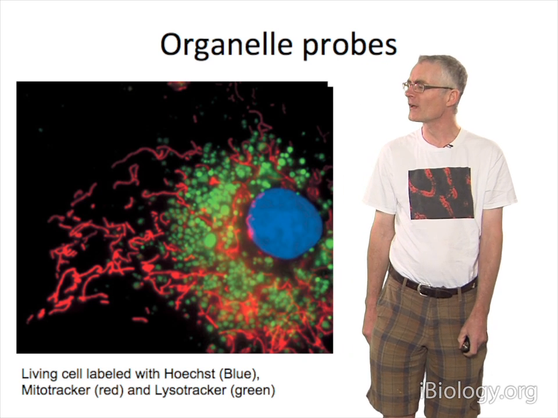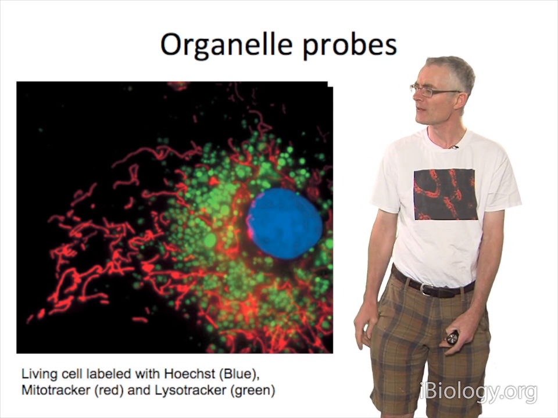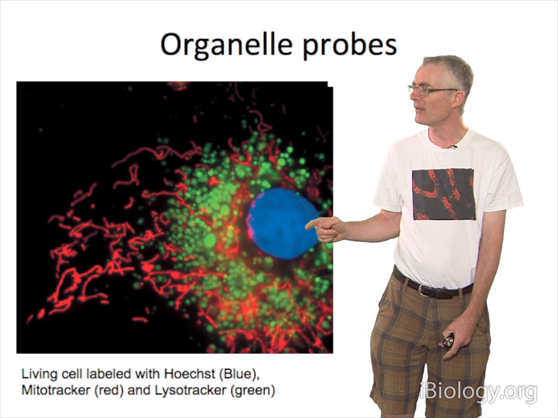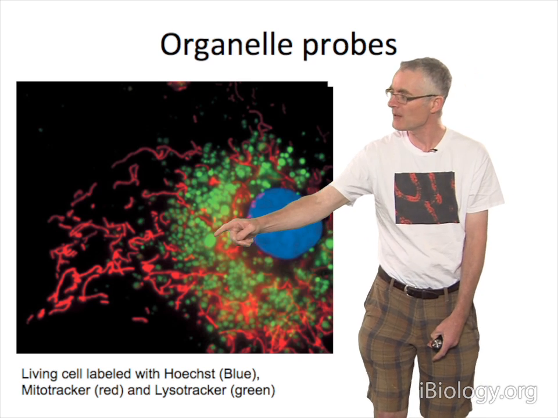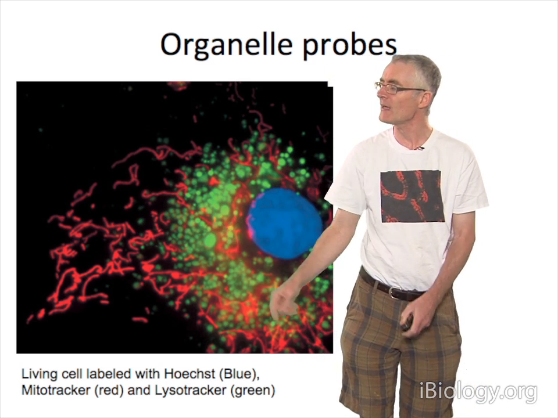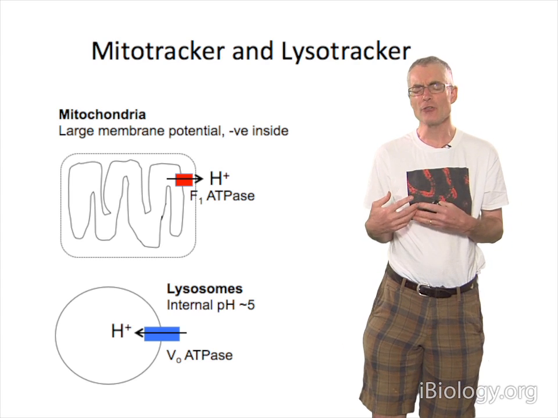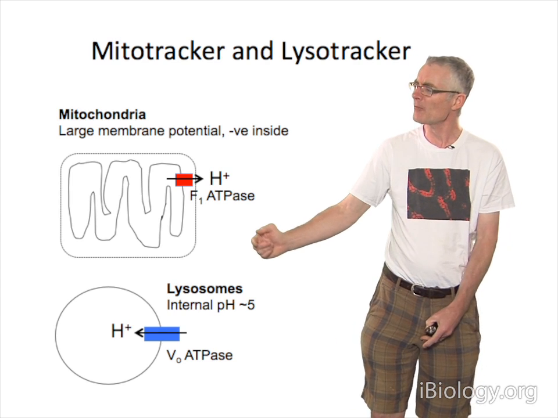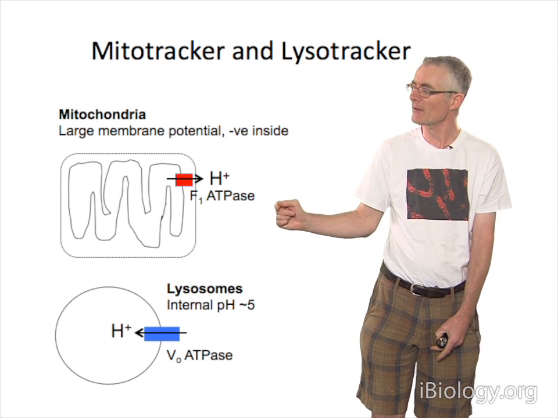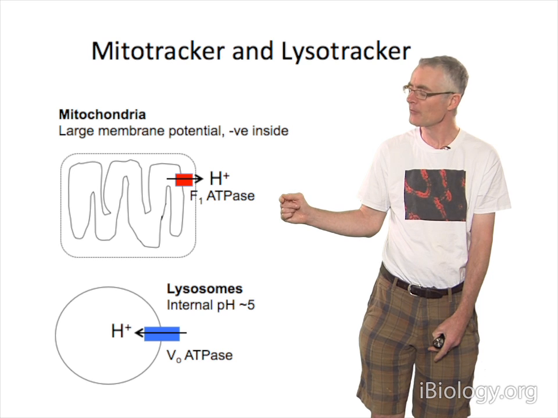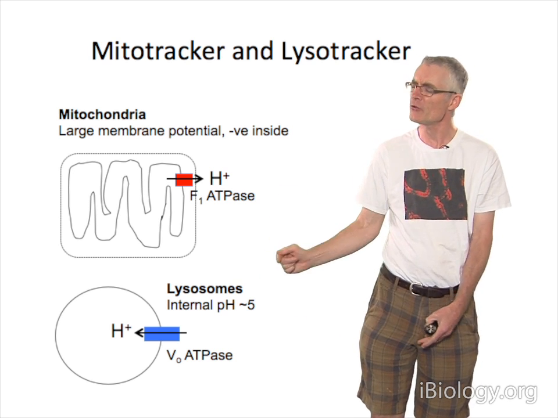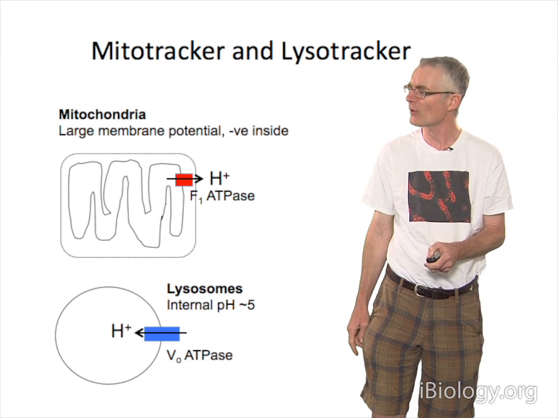I'll end here on organelle probes, which is another non-covalent targeting method. Here's a pretty image of a cell, again stained with DAPI, but the mitochondria have been labeled red here, the sort of wormy-looking structures, and the lysosomes have been labeled green. And these probes are just making use of the physical biochemistry. Both mitochondria and lysosomes pump protons, but in the case of mitochondria, it ends up not as a pH gradient so much as a membrane potential. In lysosomes, there's actually a pH gradient, and you can use this proton pumping to specifically target these organelles.